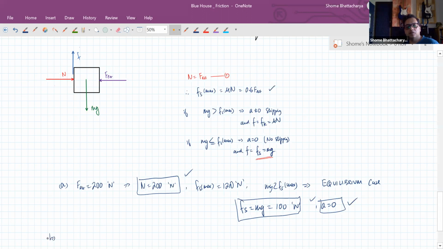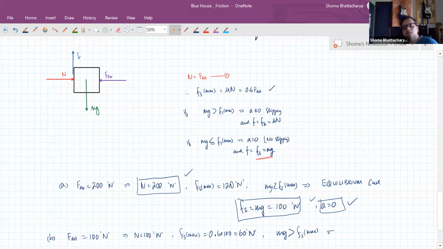Whereas in B part, we are reducing this to 100 newtons now. Now, the moment we drop this to 100 newtons, normal reaction drops to 100 newtons. So, maximum friction drops to 0.6 into 100 or 60 newtons. So, we can see now this is the case. mg is exceeding this. So, it's the slipping case. Slipping occurs.